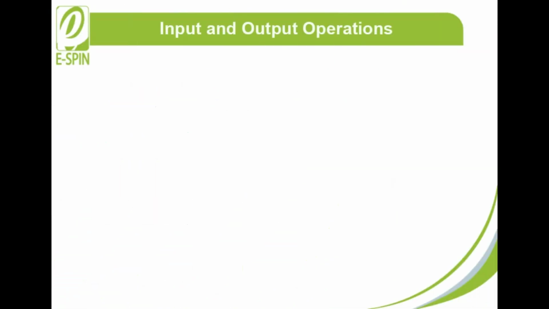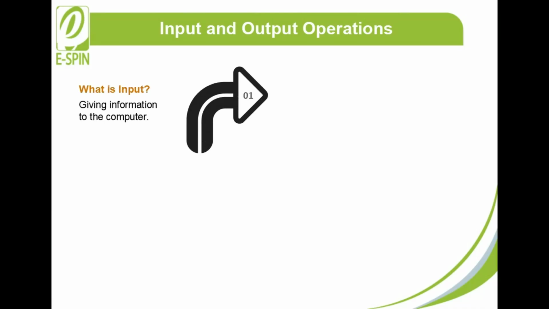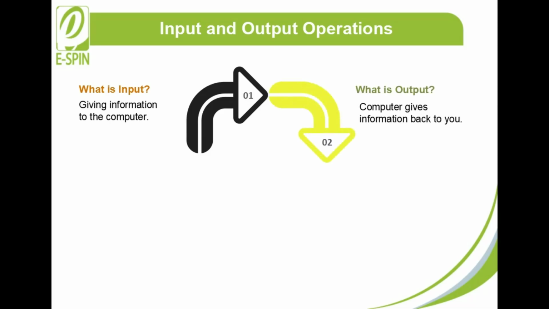Input and output operations. 1. What is input? Input means giving information to the computer so it can use it. Example: in programming, input is when the computer waits for the user to give data. 2. What is output? Output means the computer gives information back to you. Example: in programming, output is when the computer shows results, answers, or messages.